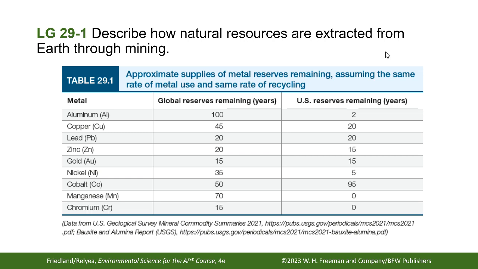Global reserves remaining means that if we keep using these resources at our current rate and our current recycling rate, so it does figure in recycling, this is how long we have left. So for most of the world, we have 100 years left of using aluminum at the current rate that we use it and recycle it. So those numbers could change, right? We could use aluminum a lot more and recycle it a lot less, or we could end up using it less and recycling a lot more, right?